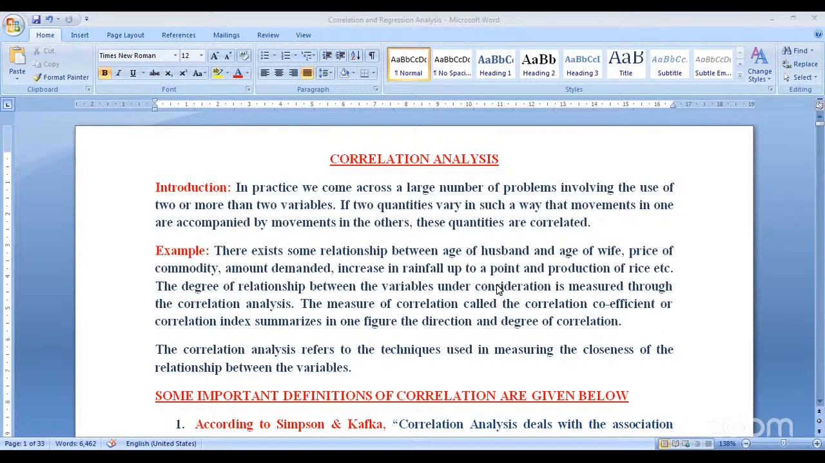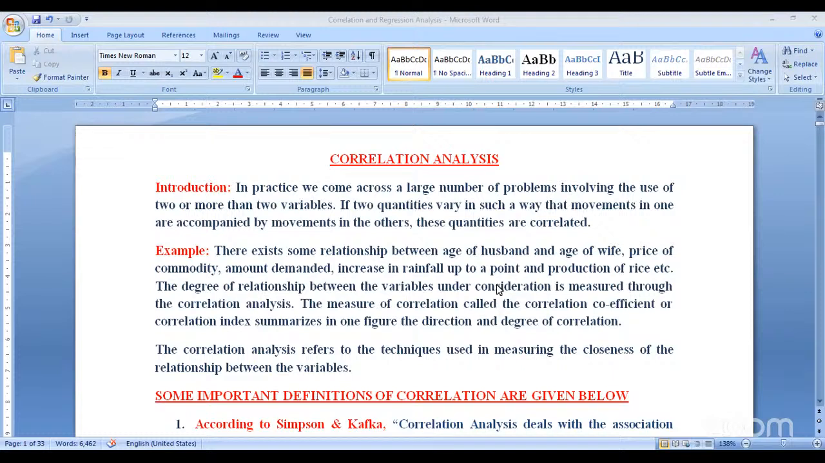Okay. Then the degree of relationship between the variables under consideration is measured through correlation analysis. What is the degree of relationship? For example, we want to see the relationship between two variables. If the degree is more than 90%, we are going to say there is a perfect high degree of correlation. If it is below 90, then there is a correlation between the two variables.